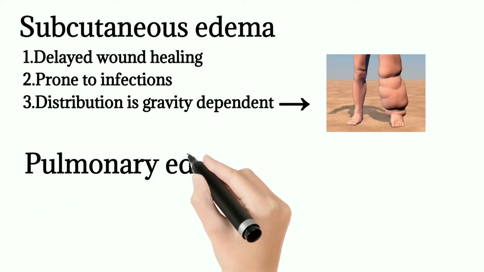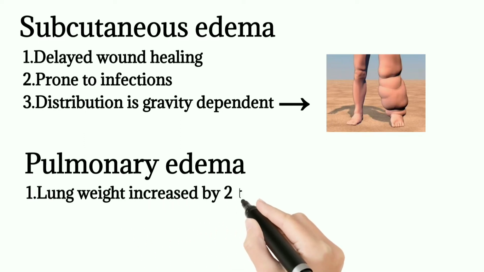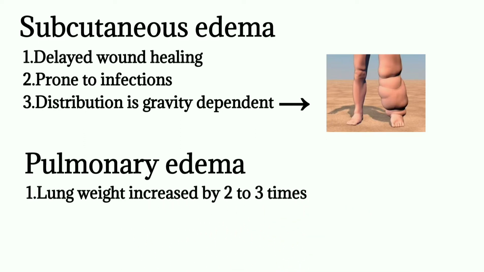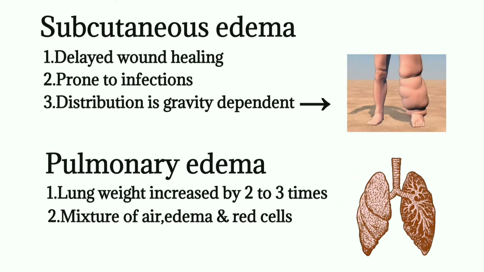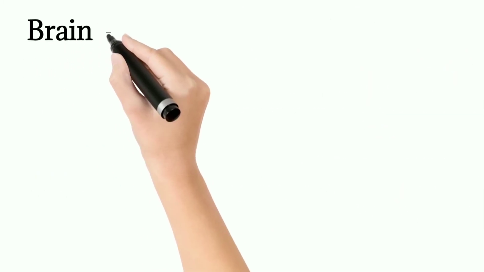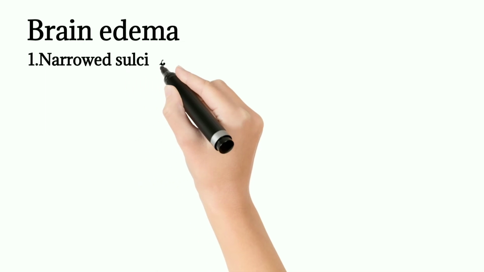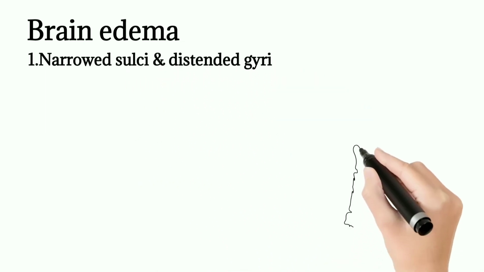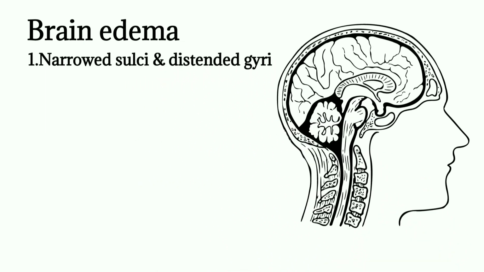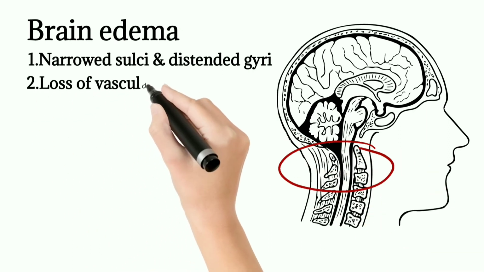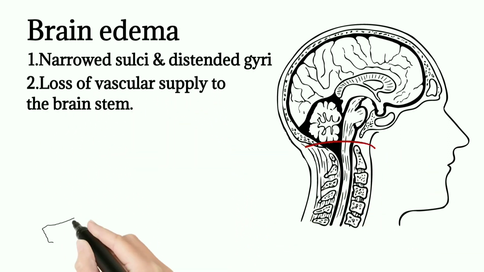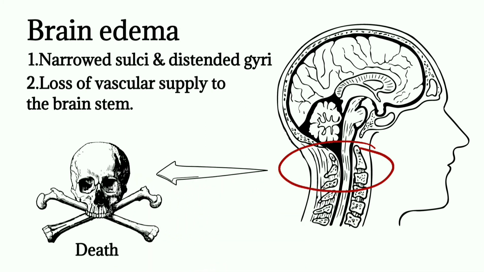In pulmonary edema, the lung weight increases by 2 to 3 times and sectioning yields a frothy mixture of air, edema, extravasated red cells. In brain edema, the swollen brain exhibits narrowed sulci and distended gyri. Brain edema is life-threatening because brain substance can herniate through the foramen magnum and there is loss of vascular supply to the brain stem, thus injury to the medullary center causes death.